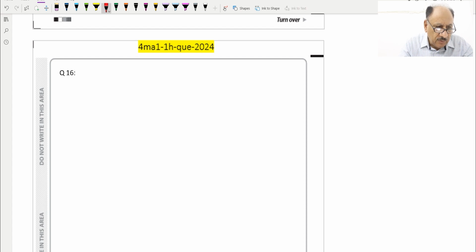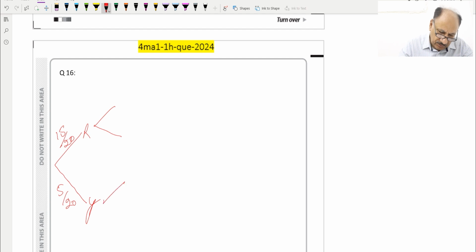Now question number 16, this is also a probability tree diagram question. There are 20 sweets in a box, and 15 of the sweets are red and 5 of the sweets are yellow. So we can draw a tree diagram like this one. This will be red and this is yellow, 15 red and 5 yellow, so 20. So we can write this as 15 by 20, and this will be 5 by 20. And then they are saying Fred takes at random 3 sweets. So this is the first draw, second draw. Also we can make this one and this one and this one and this one.